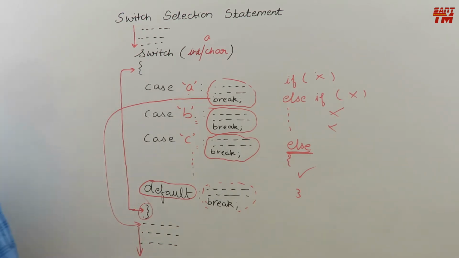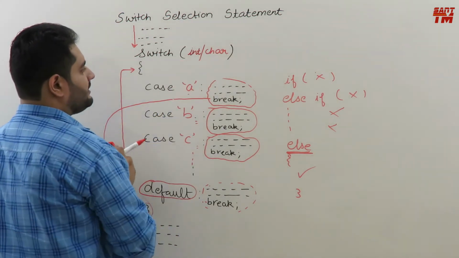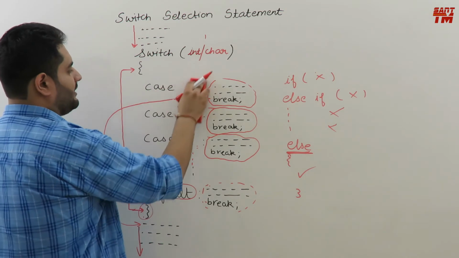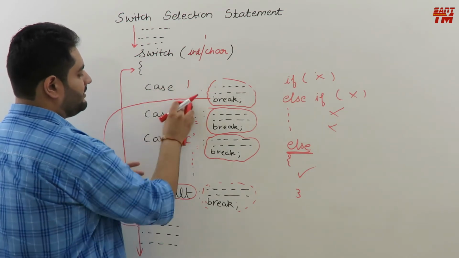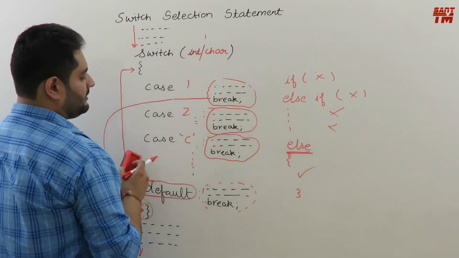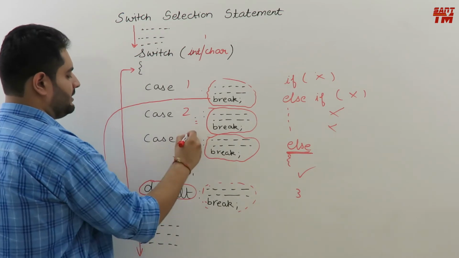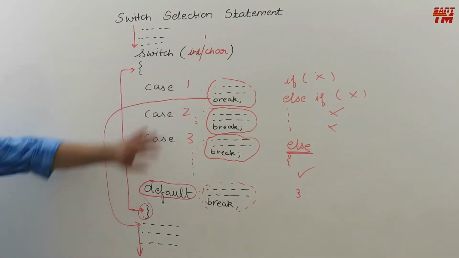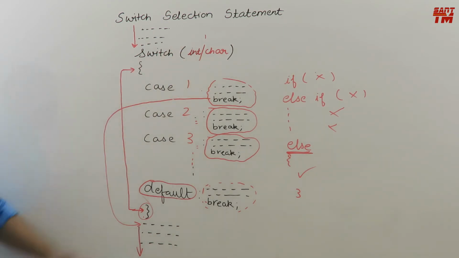Okay, and the main thing you have to note is that it can have either only an integer or a character. If it has an integer, the case label should be integers. If it has a character, the case label should be characters. Float, double, long double cannot come in between, only integer and character. This is the property of switch. I hope that the theoretical concept of the switch statement is clear to you.